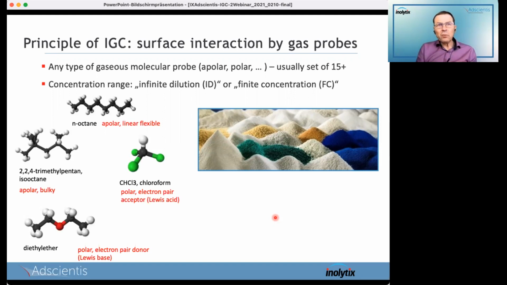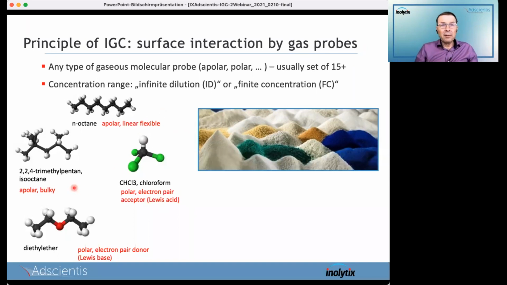So starting with the n-octane here. So we have a class of linear alkanes, and the principle is always the same. They touch the surface, they absorb in an inert gas stream, and the stronger they touch, the stronger the interaction is. That's the basic principle. And we take these probes as probes for the surface properties. So the n-octanes are apolar. They provide the dispersive surface energy.